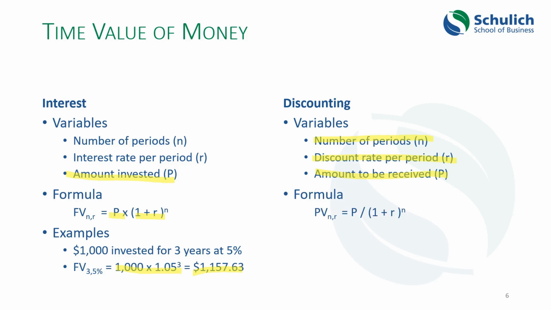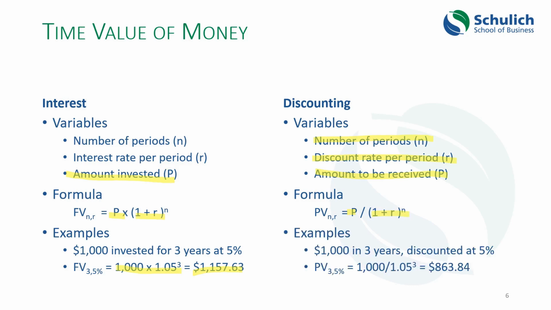The formula is very similar to the formula on the left, except that instead of multiplication, you're using division. So the present value is that principal amount P divided by 1 plus R to the nth. Here's an example of that.